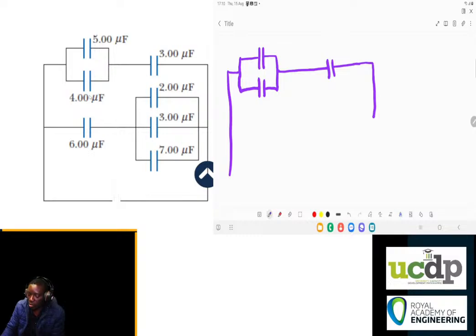It will be 9. So we have got this part, 5 microfarad and 4 microfarad, giving us an equivalence of, let me use a different color, 9 microfarads. So we have an equivalence of 9 microfarads there. That part is eliminated. Where else do we go?